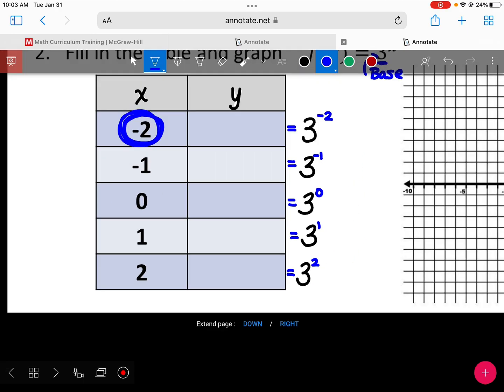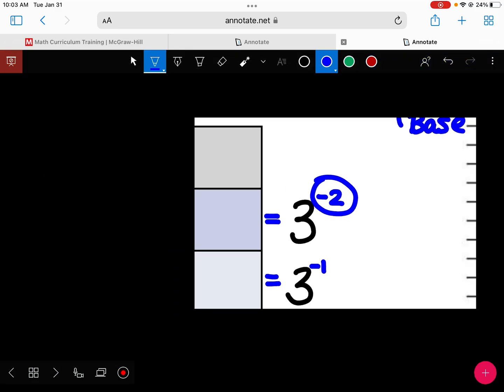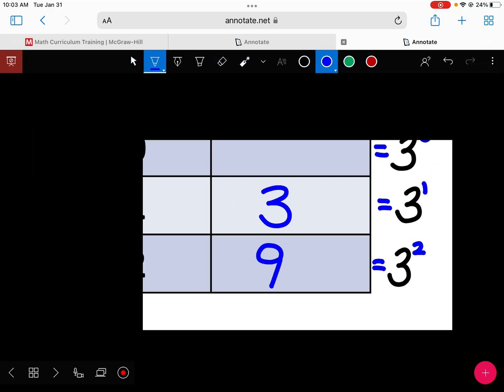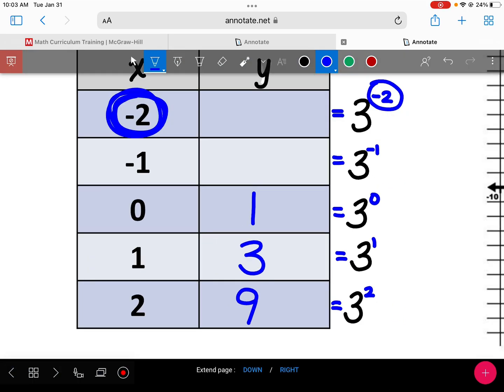I always like starting with the positive exponents first. So are you guys okay if we start at the bottom of the table? What is 3 squared? 9. 3 to the first power? 3. Anything to the 0 power? 1. So looking at what I've got down there, I'm going to use that to help inform my negative exponents.